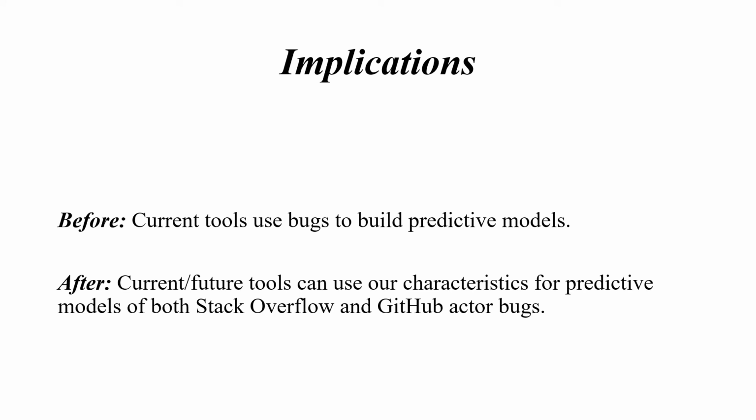An example implication for our differences is that existing bug finding tools use characteristics of the bugs to build models that can predict these bugs. However, similar models do not exist for actor bugs. Current and future tools can use our bug characteristics to build models that can accurately and separately predict both Stack Overflow and GitHub actor bugs.